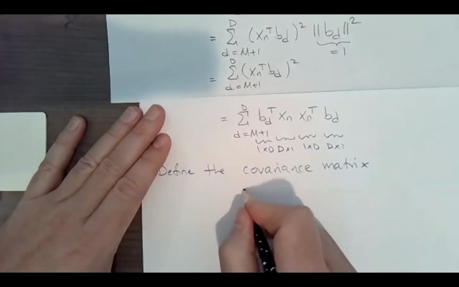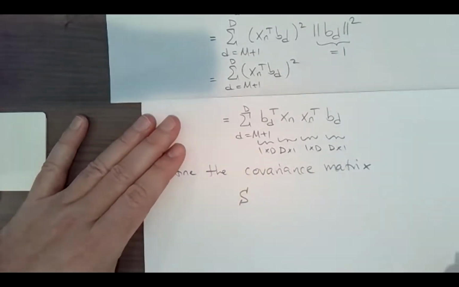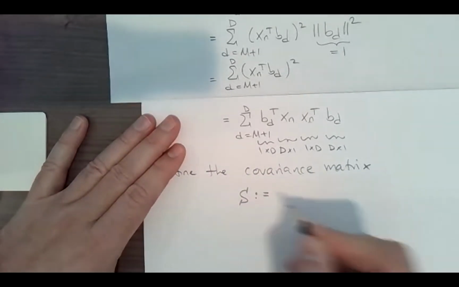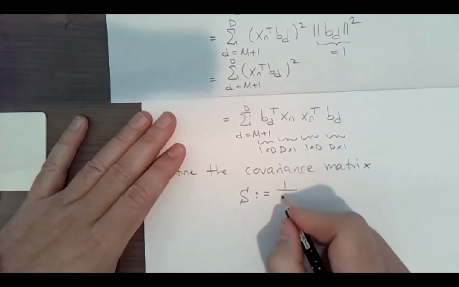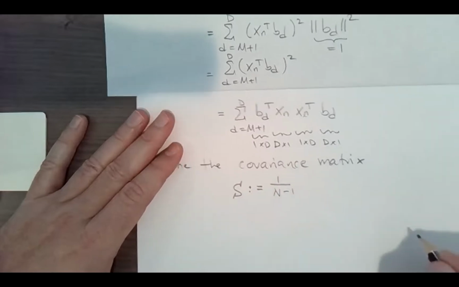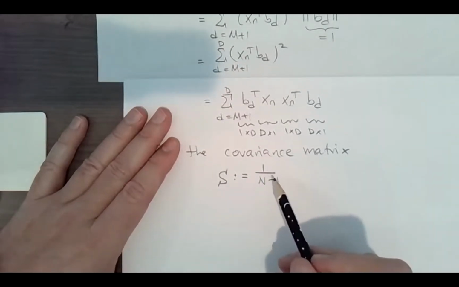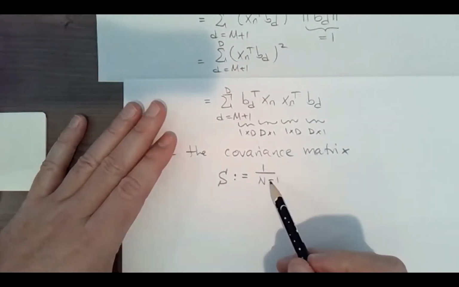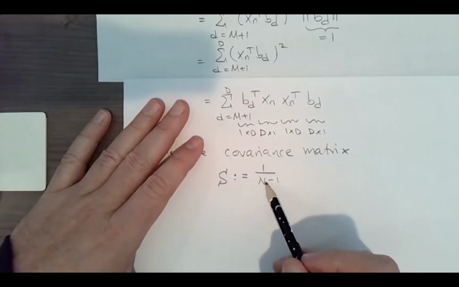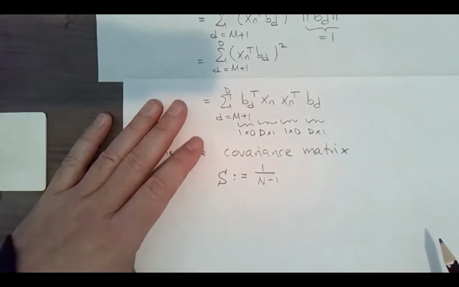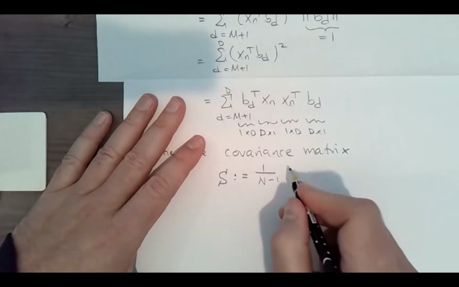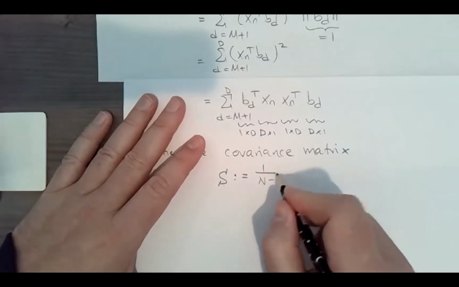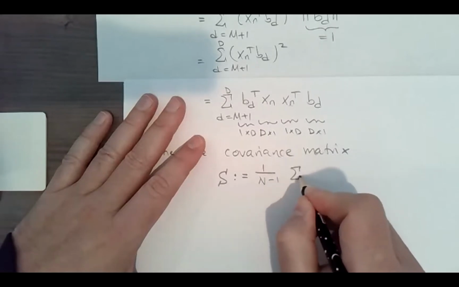Define the covariance matrix S. I'll have 1 over, remember the discussion we had last time? Either we do 1 over n, or we do 1 over n minus 1. In practice, when n is very large, it doesn't matter so much. When n is smaller, it matters more. But let me follow what we did last time and divide by 1 over n minus 1.